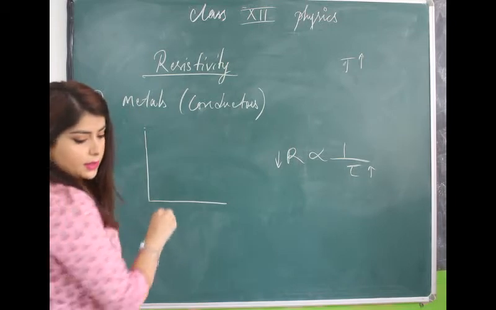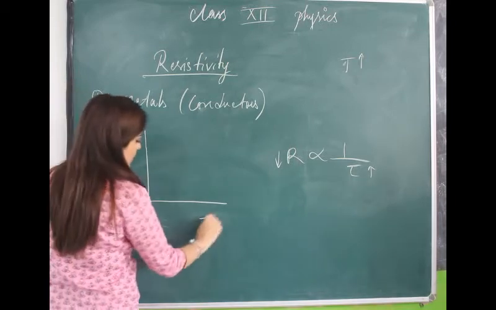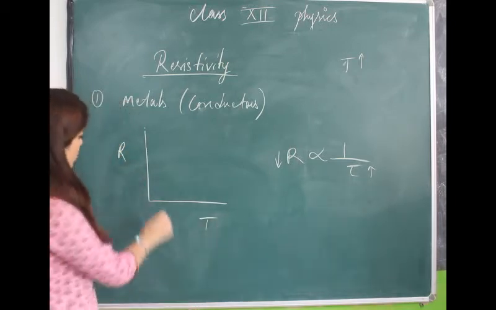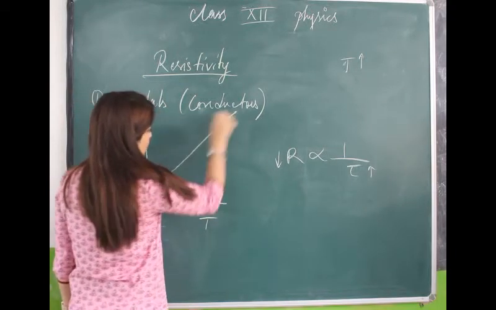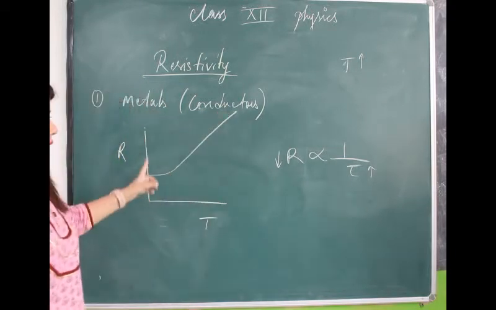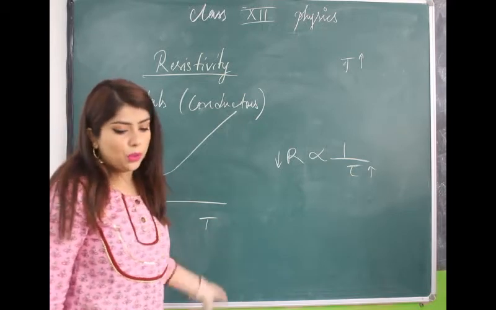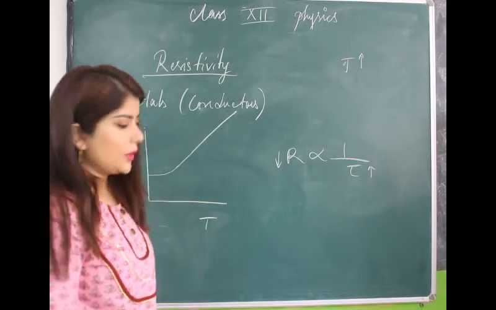Graph of resistance versus time. So with the increase in time, what happens? First it was increasing slowly. After some time, it will increase drastically. So this is the graph. And for this topic, the graph is very important. Okay, you need to understand the graph.